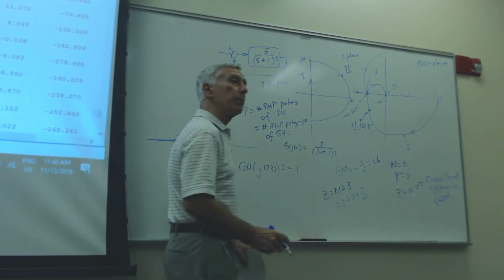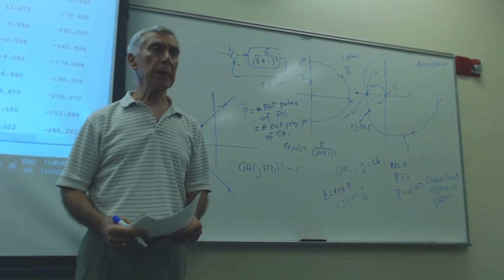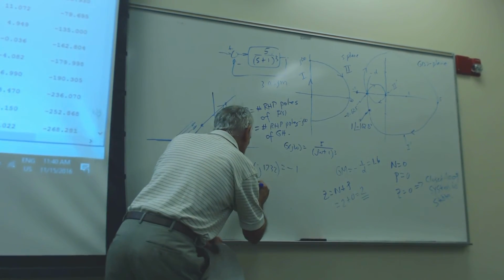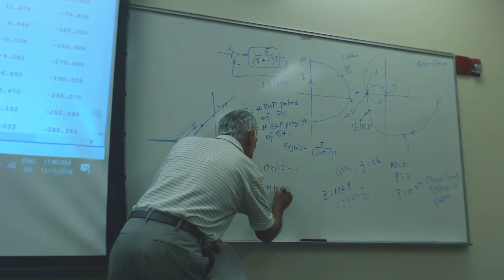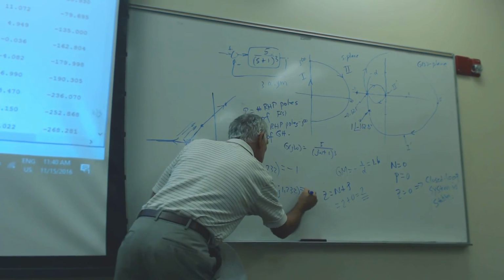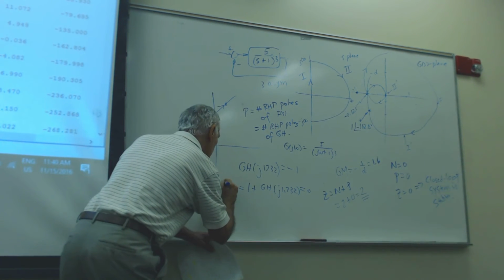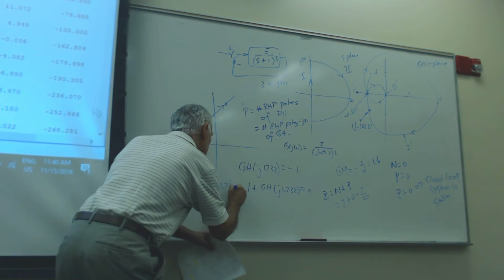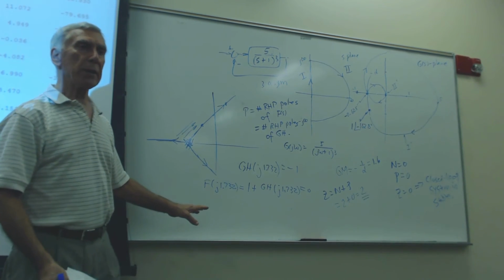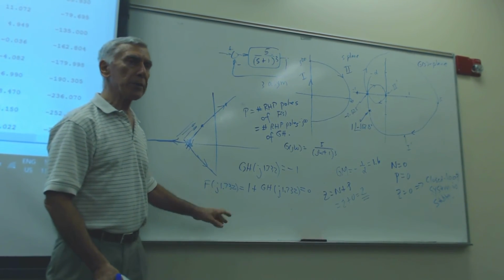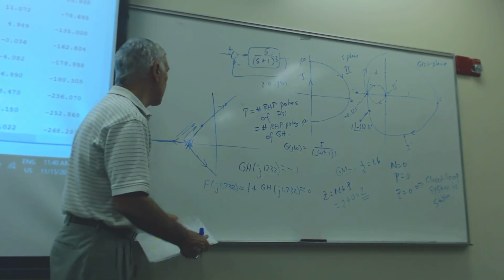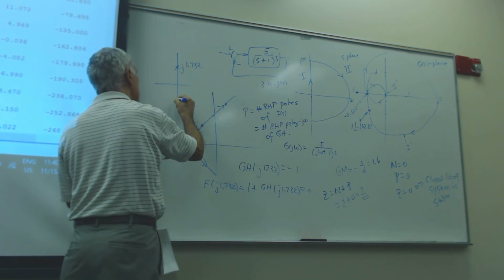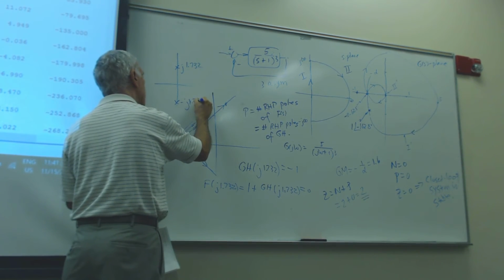GH is minus 1, right? This 180 degree phase crossover point, it just expanded, right? Which means that 1 plus GH of j1.732 is equal to 0, and that 1 plus GH is equal to F of j1.732, which means that the system would be marginally stable with a pole at j1.732 and its complex conjugate minus j1.732.